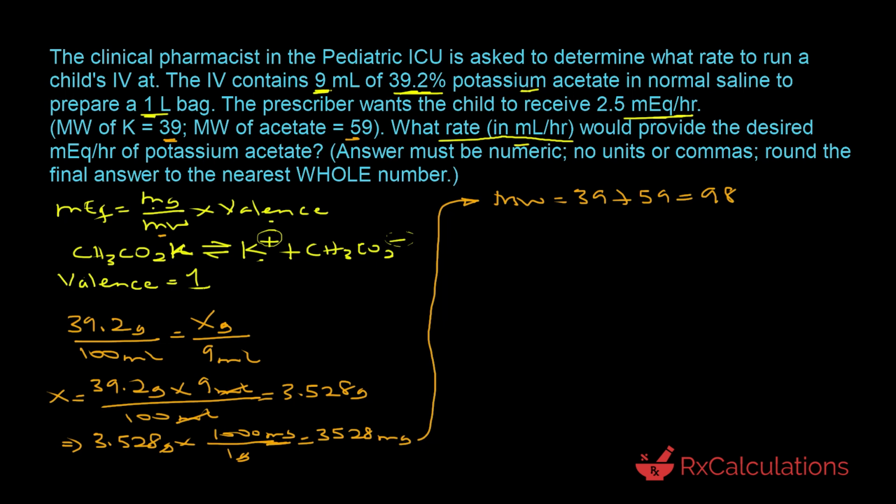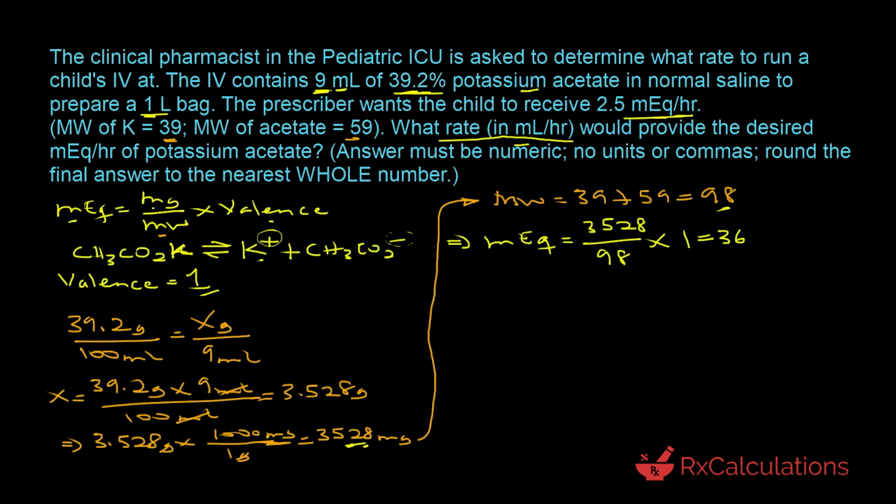So now we can substitute the valence, the quantity in milligrams, and the molecular weight into the milliequivalence equation. And what that would look like is you have milliequivalence is going to be equal to 3528, which is the weight of the substance in milligrams that we calculated here, divided by the molecular weight, which is 98, times the valence, which is 1, and that is going to be equal to 36. Now, once again, what this means is in this 9 milliliter volume, it contains 36 milliequivalents of potassium acetate.